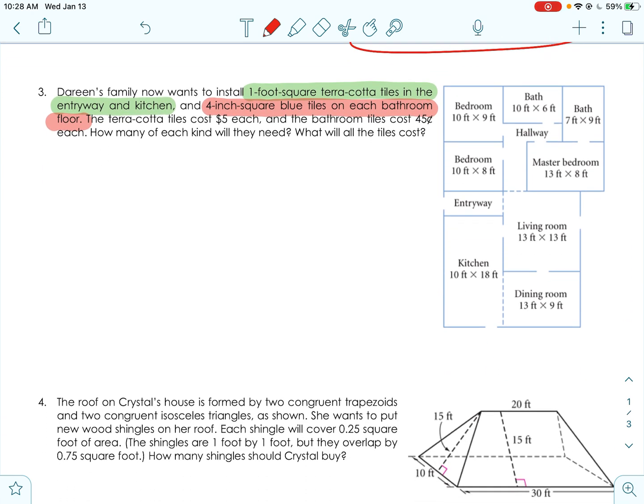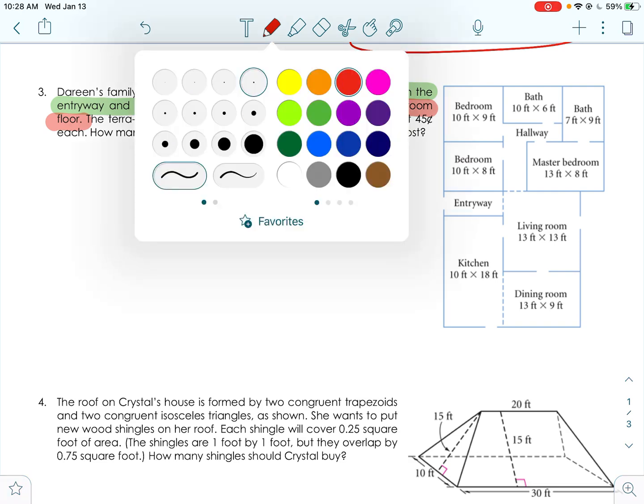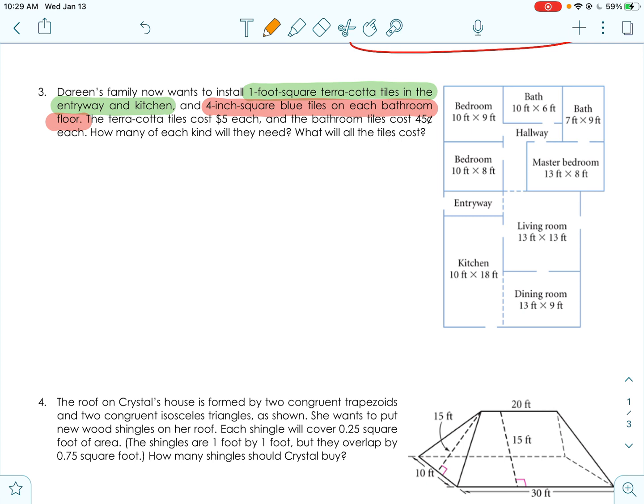The next problem is a follow-up problem to number 6 on your homework. This would help you complete number 6 if you're struggling. You can sort of use this as a guide. It says, Doreen's family now wants to install 1-foot square terracotta tiles in the entryway and kitchen, and 4-inch square blue tiles on each bathroom floor. The terracotta tiles cost $5 each, and the bathroom tiles cost 45 cents each. The first question is, how many of each kind will they need? The second question is, what will all the tiles cost?